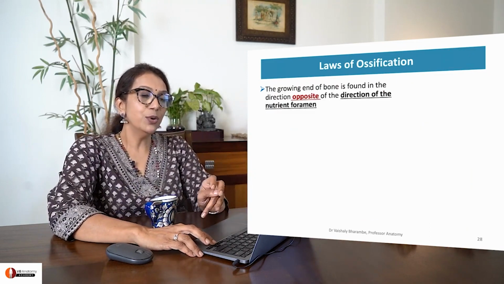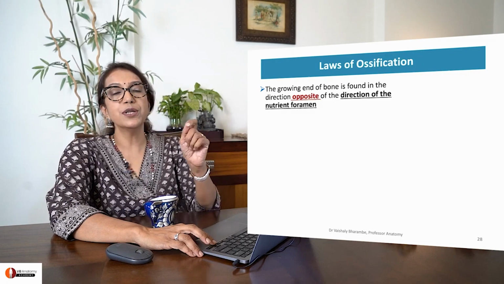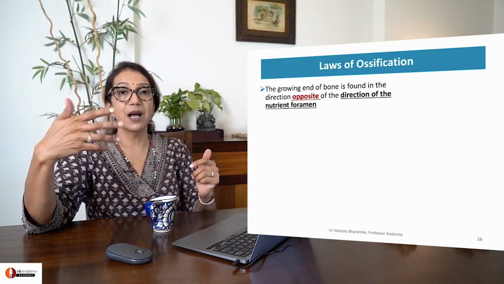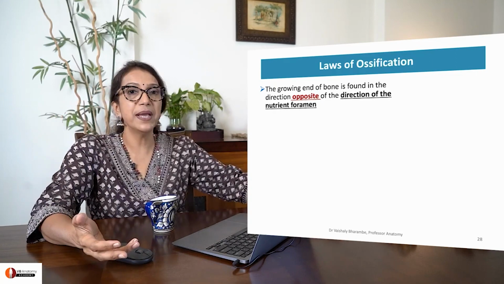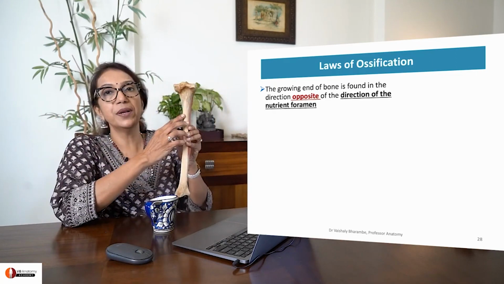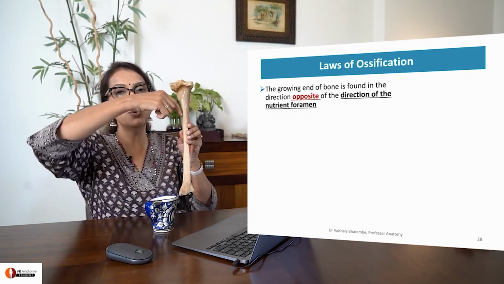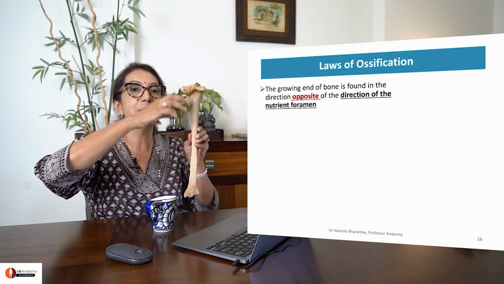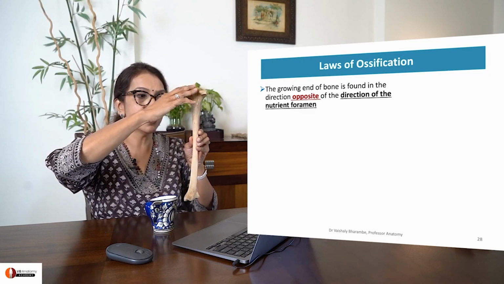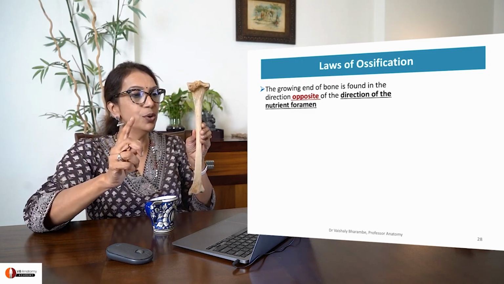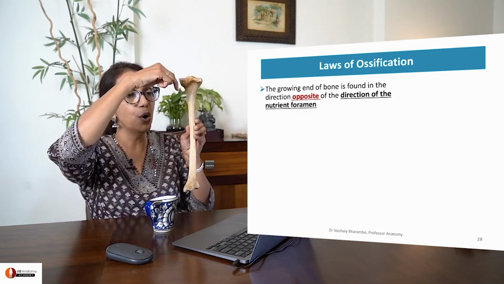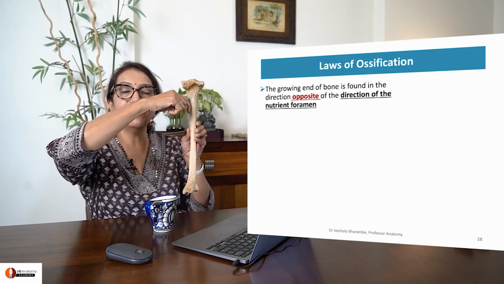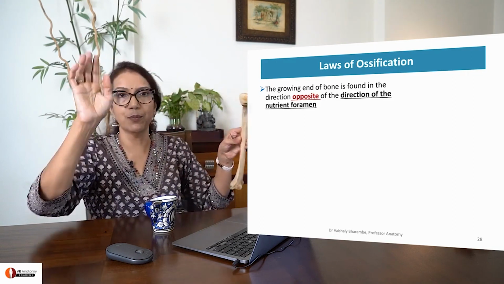The growing end of bone is found in a direction opposite to the nutrient foramen. So if you don't remember all this, how will you know which is the growing end? Pick up the bone, look for the nutrient foramen. In this case, the nutrient foramen appears to be directed downwards, which means my growing end has to be upwards. The growing end of bone is found in the direction opposite to the direction of nutrient foramen. Nutrient foramen directed downwards, growing end is upwards. Okay.